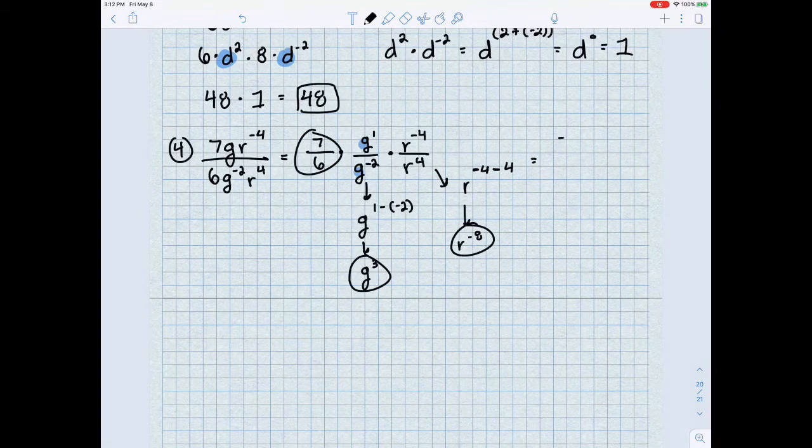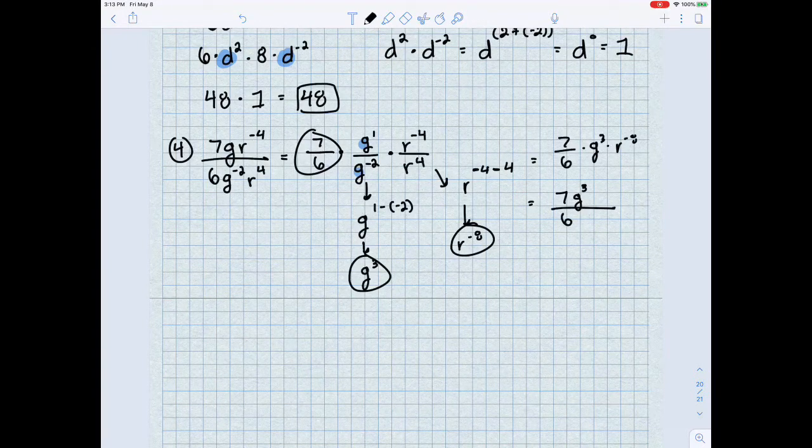So I have 7/6 times g to the third power times r to the negative 8th power. But we don't like negative exponents in our answers. So I'm going to rewrite this. And I can include the g to the third power in my numerator.